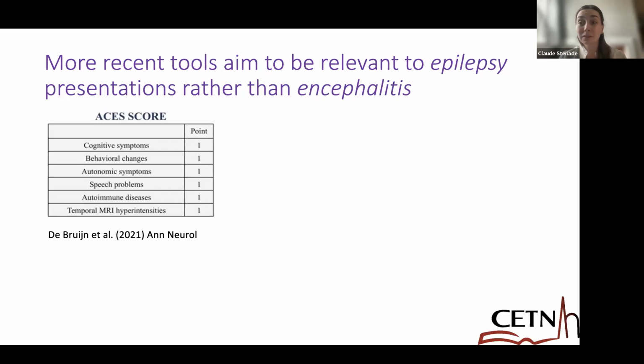I will highlight that a lot of these features are kind of reminiscent of autoimmune encephalitis. I'll also highlight that this is not very well operationalized yet, in the sense that what I might call cognitive symptoms might not be what Dr. Bowie calls cognitive symptoms.